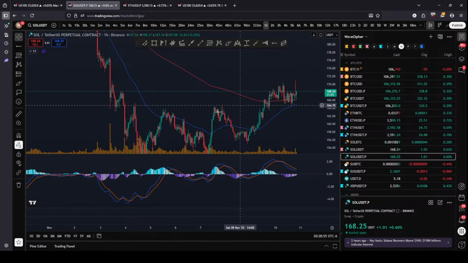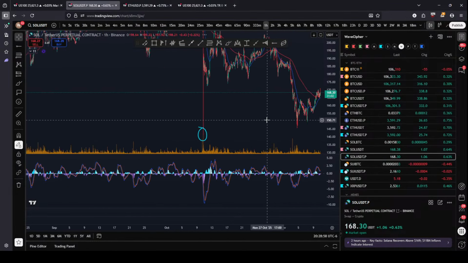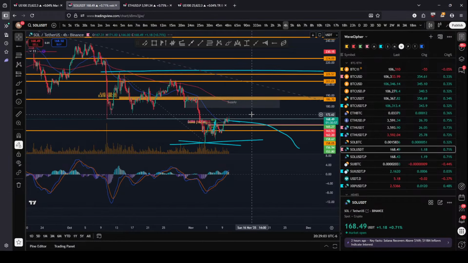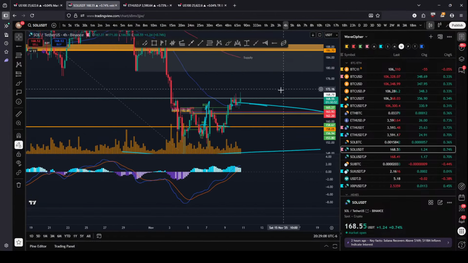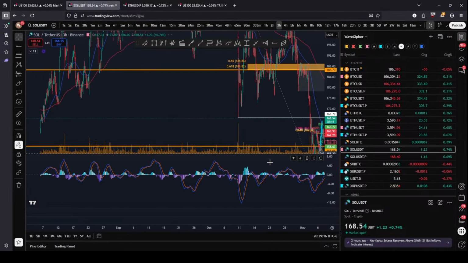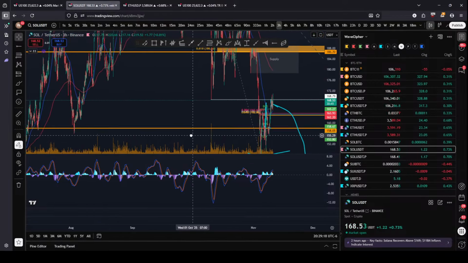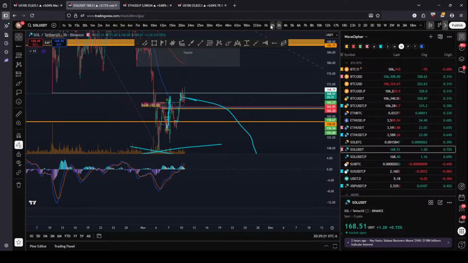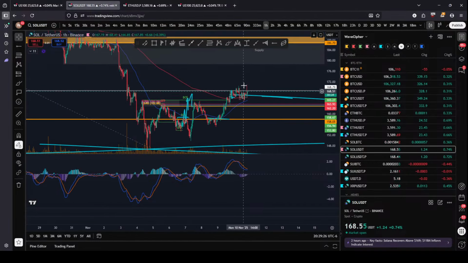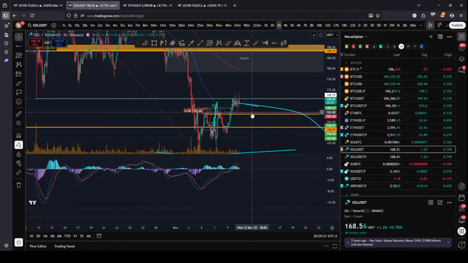Sol's kind of hanging out around its 1 hour 200. Internal structure on Sol. Oh yeah, Sol had a 3 hour, right? Oh, it's not internal on the USD chart. That's right. Okay, so Sol's kind of consolidating after having a 3 hour break of structure. I don't hate this for Sol.